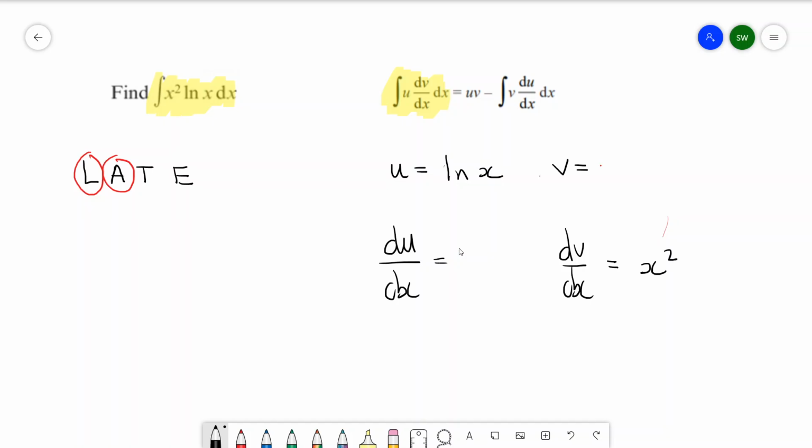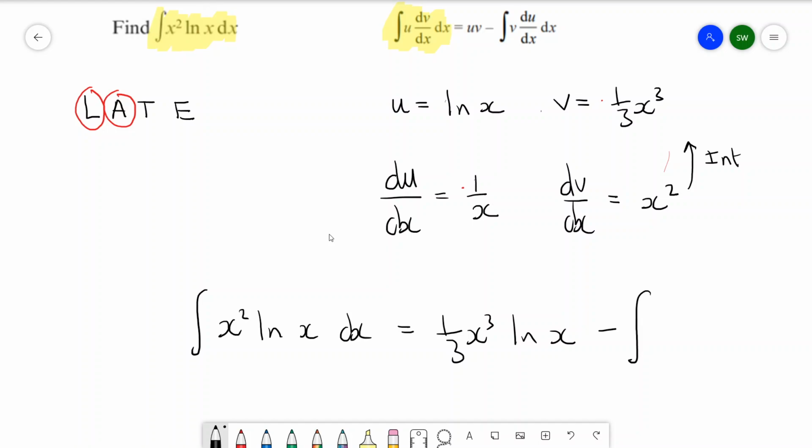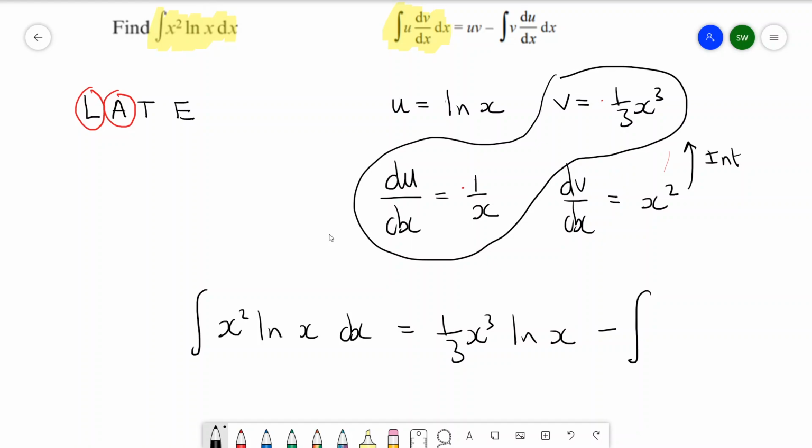So we know that du by dx is going to be the derivative of natural log of x, which is 1 over x, and in order to find v, we need to integrate dv by dx, which is a third x cubed. So if we use this formula, on the left-hand side we've got the integral of x squared log of x is equal to u times v. So that's going to be a third x cubed natural log of x minus the integral of v du by dx. And if we times these two things together, well, let's just write it out.